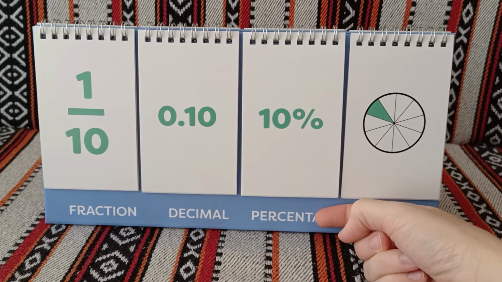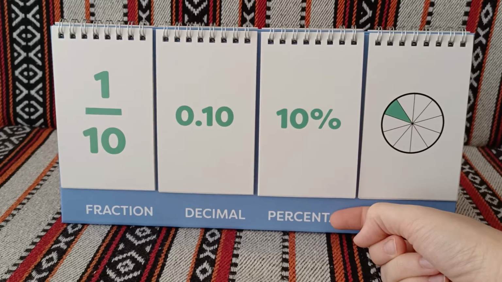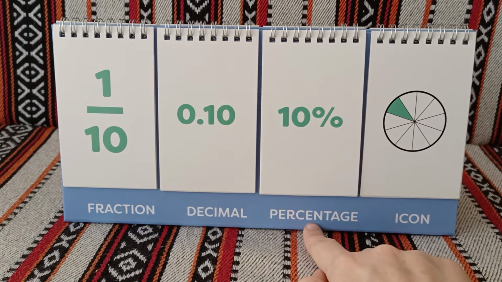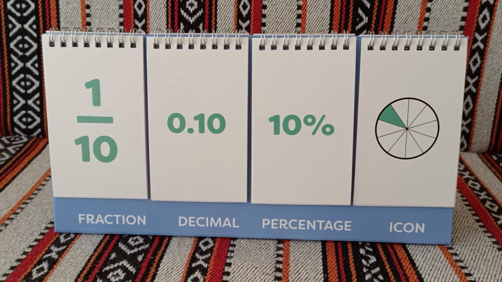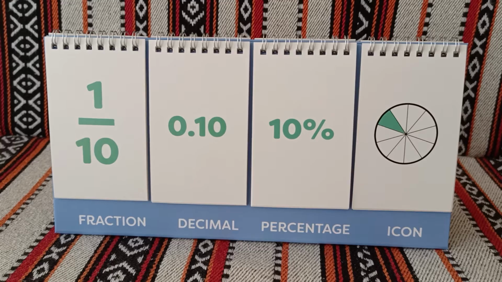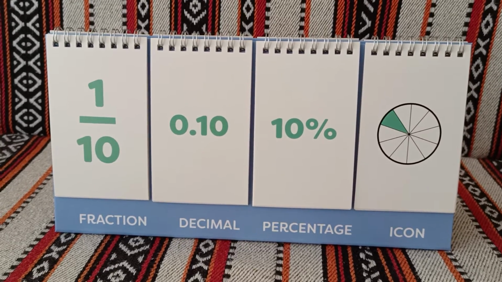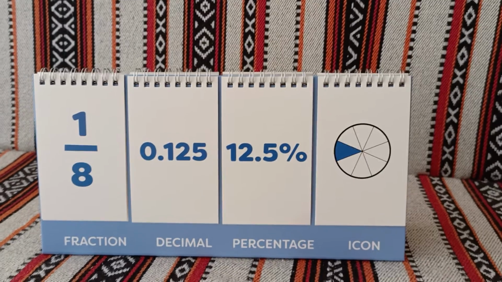Now, when we say percent, that means for every 100. Cent here means 100. So percent is how many pieces out of every 100 pieces. So this is 1/10 or 10%.